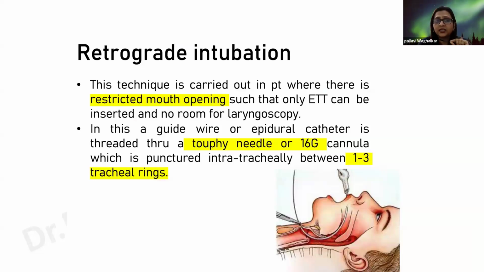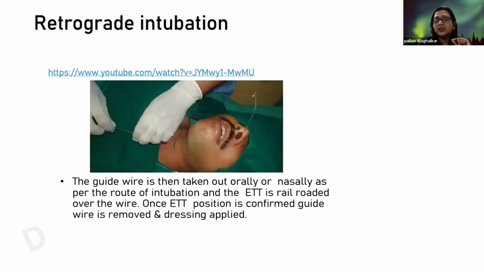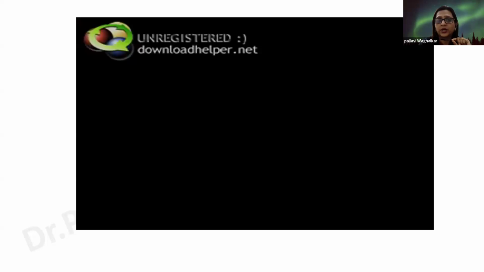Retrograde intubation, that's another technique we saw. This technique is used in the case of restricted mouth opening, such that only the ET tube can be inserted through the mouth. There is no room for laryngoscopy. So in these cases, a guide wire or epidural catheter is threaded through a 2-inch needle or 16-gauge cannula, which is punctured intratracheally between the first and third tracheal ring. The guide wire comes out either through the nose or mouth, and then the ET tube is railroaded over it.